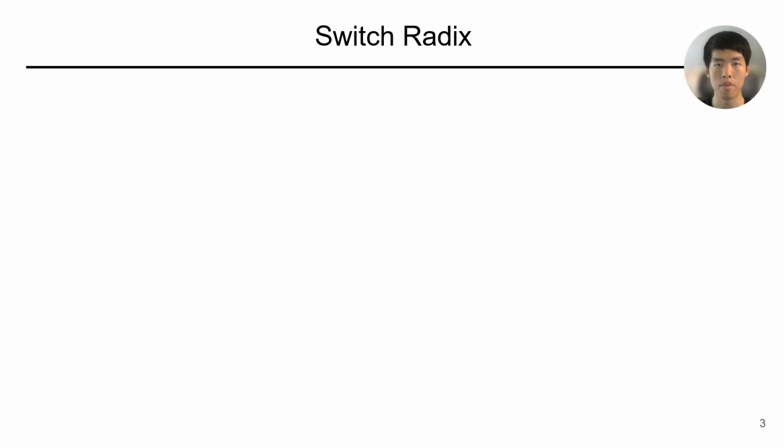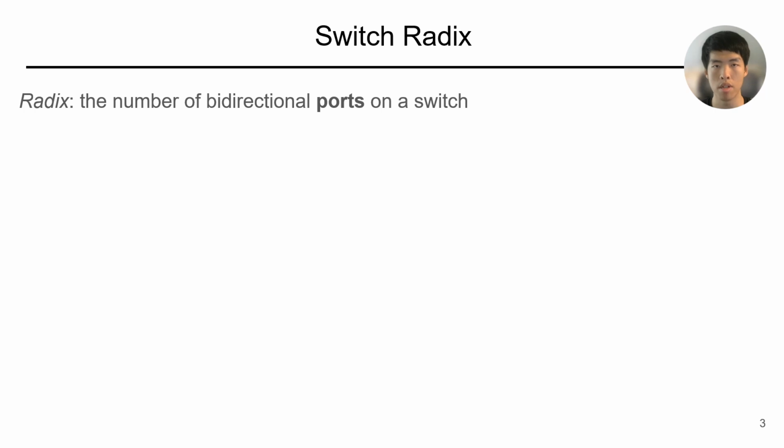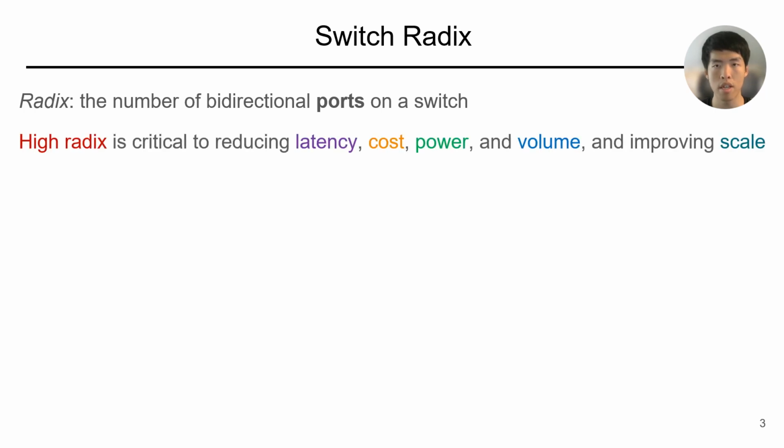The architecture of a switch is often characterized by its radix. Radix of a switch is defined as the number of bidirectional ports on the switch. A high radix is critical to reducing latency, cost, power, and volume, as well as improving the scale of the network. Consider the following example. Suppose I have a switch with radix of 4. I can use this switch to connect 4 servers.